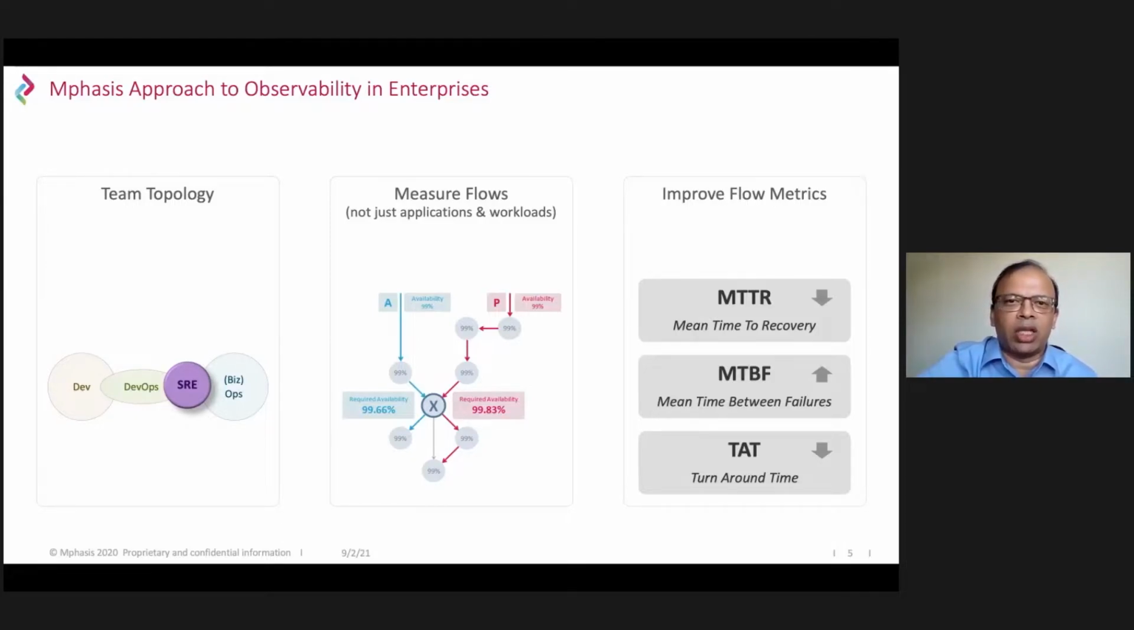The second part that we do is that no matter what team is working on this and what application assets we are working with, the primary goal is really to measure transaction flows, because many times it so happens that an application may have very high uptime, but within the context of a transaction, that uptime may not be adequate.